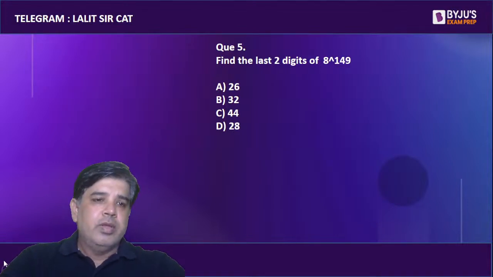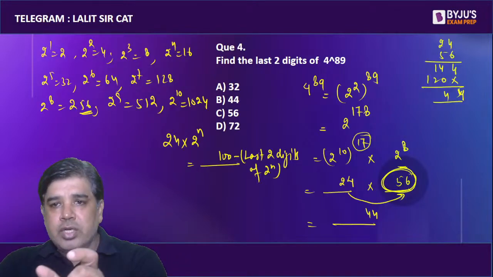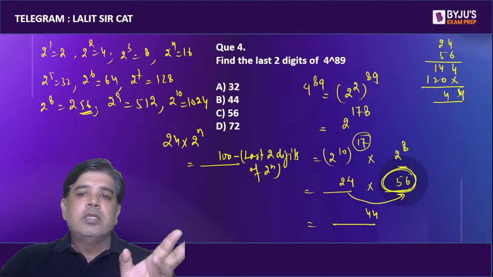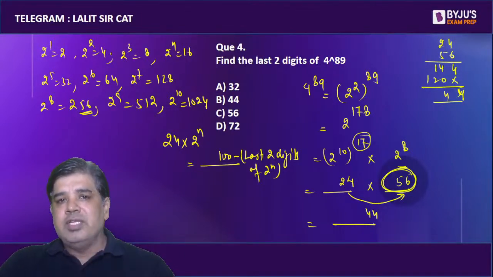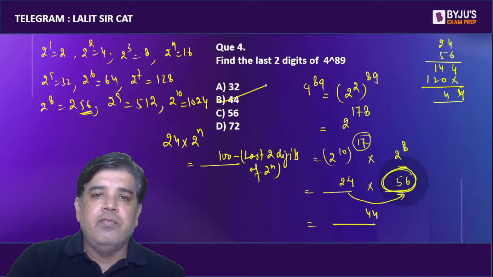So simple, right? What are the last two digits of 2 raised to power 8? 56. Subtracted from 100. 44 is the answer. Okay, 44 is the answer.